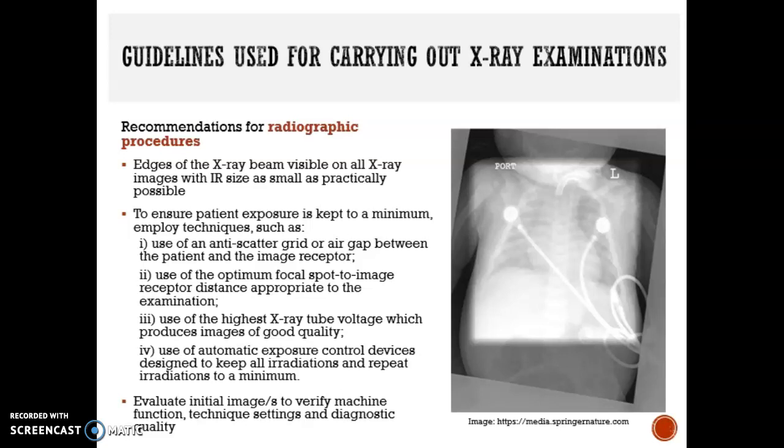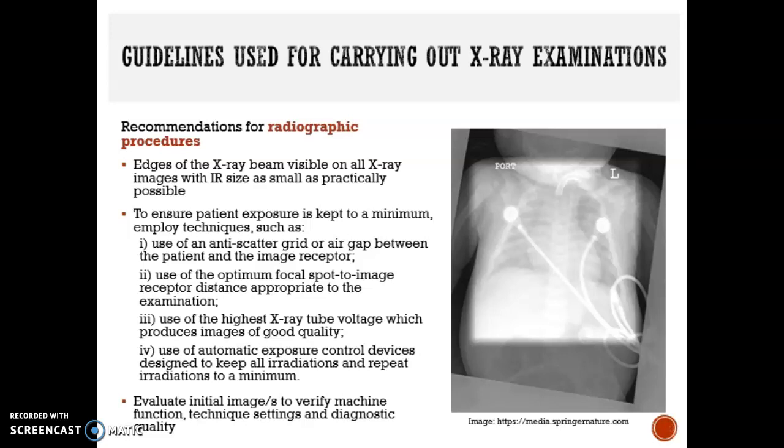And here it says that you have to ensure that you have the edges of the X-ray beam visible on the X-ray image. You have to ensure that you use anti-scatter grids or an air gap technique between the patient and the image receptor, because you know when you have that air gap technique, it improves the contrast. It acts like a grid, which could result in a reduced exposure.